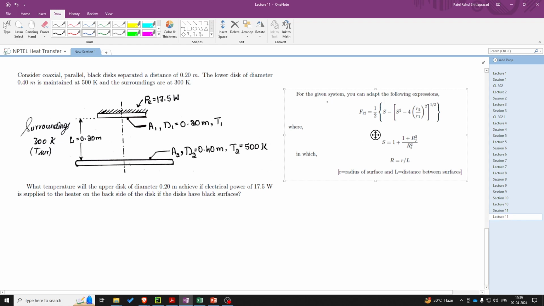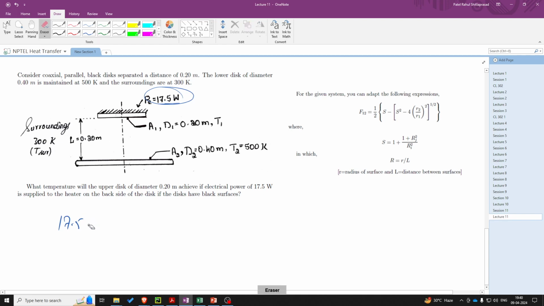So let's try to solve this question if you're not able to solve it. So as I mentioned, you need to find the required view factor. To get the view factors that you require, you can first write the energy balance, and then you will get an idea of what all view factors you require.